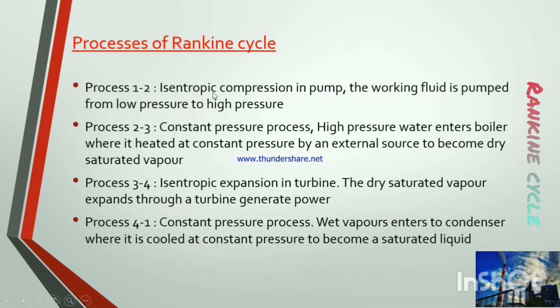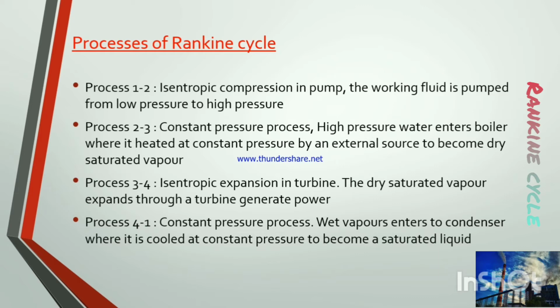Process 1 to 2 is isentropic compression in pump. The working fluid is pumped from a low pressure to high pressure. Process 2 to 3 is constant pressure heat addition process. When this high pressure water enters the boiler, it is heated at constant pressure by an external source, and the working fluid becomes dry saturated vapor.